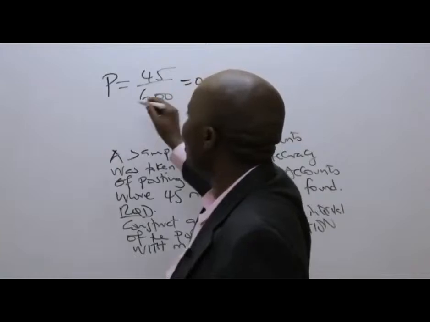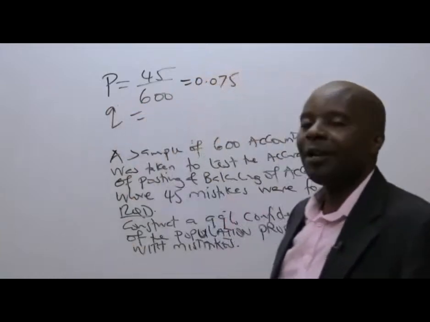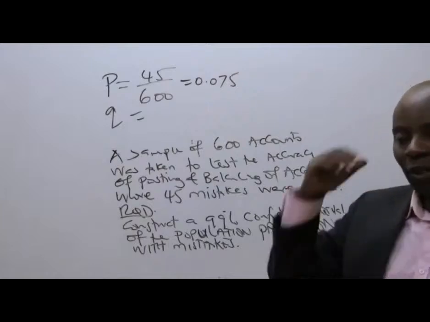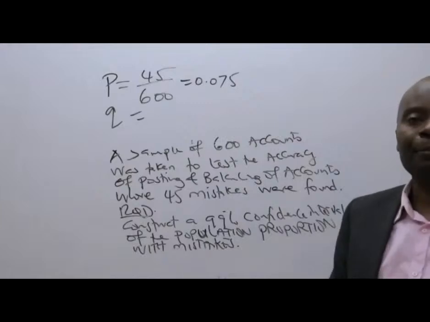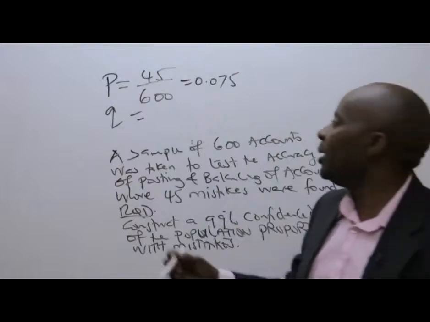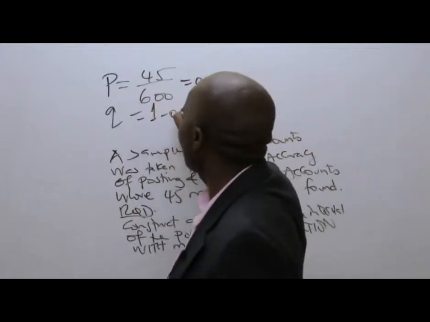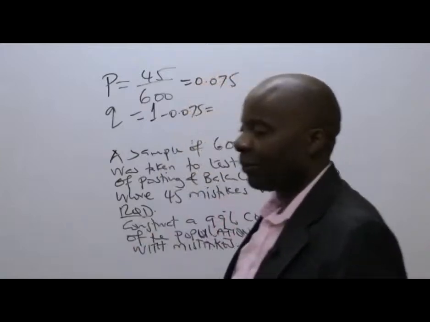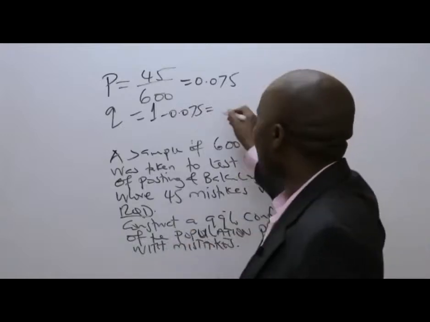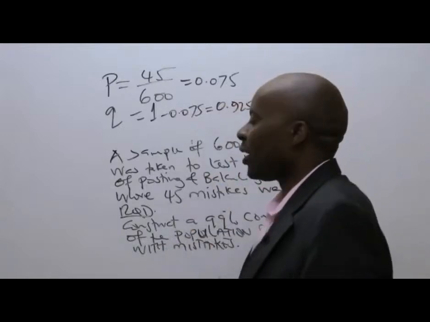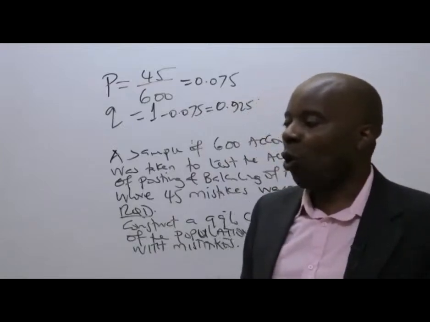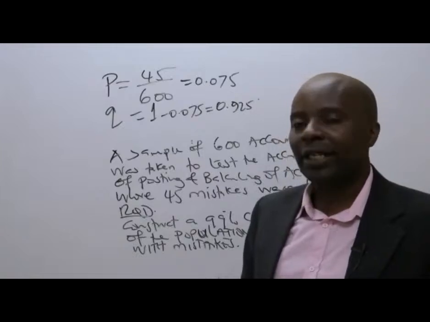So what do you think will be our Q? Remember that P plus Q must always add up to 1, meaning that Q will be 1 minus 0.075, which gives us 0.925. Now, having gotten P and Q, I expect you to go ahead and calculate for us the standard error.